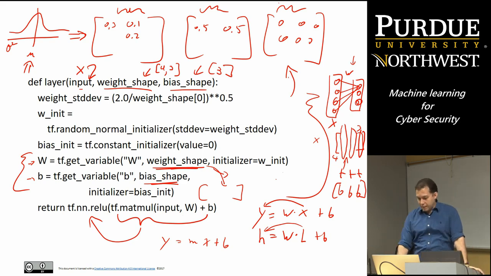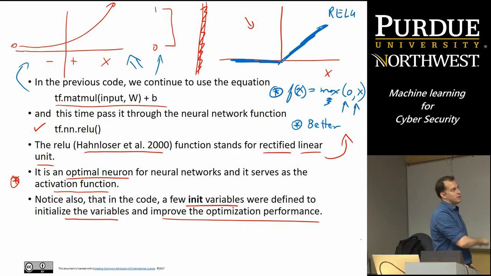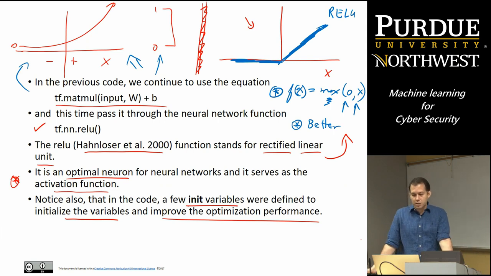And it has that shape, so I think I actually do have it in the slides. So yeah, there is a little bit about this. In the previous code, we continued to use the equation matmul, and this time we pass it through the neural network function tf.nn.relu. ReLU stands for rectified linear unit, and you can see the reference there, Hahnloser 2000. You can read that paper and get more insight into it. It's an optimal neuron for neural networks, and it serves as the activation function. And then also there's what I said about the init variables that we've defined to initialize and improve the optimization performance.